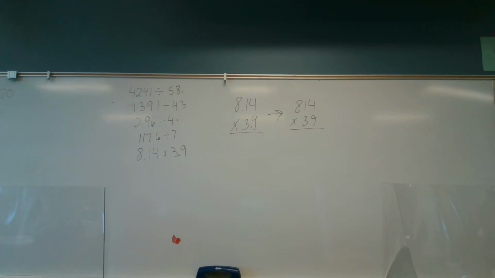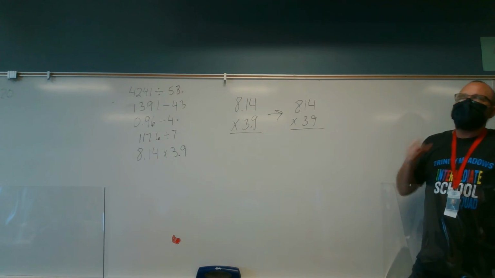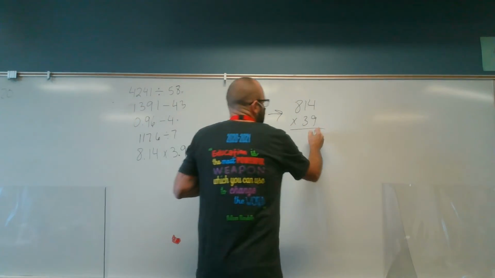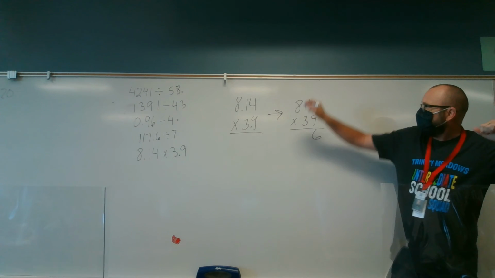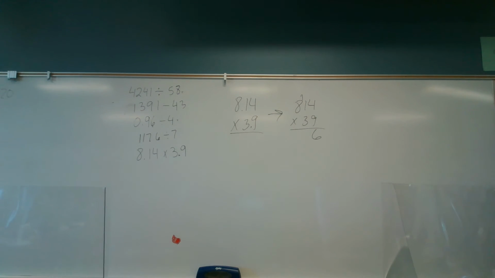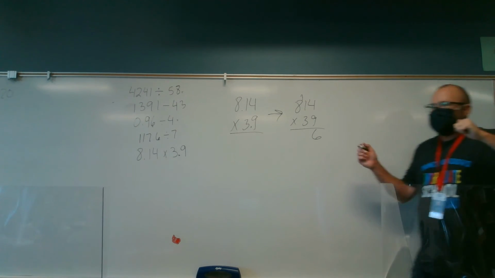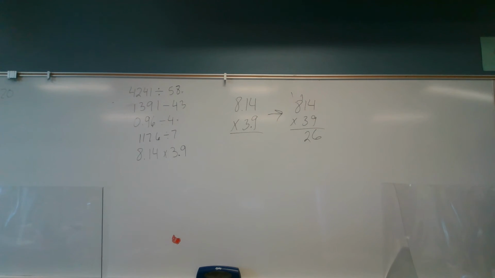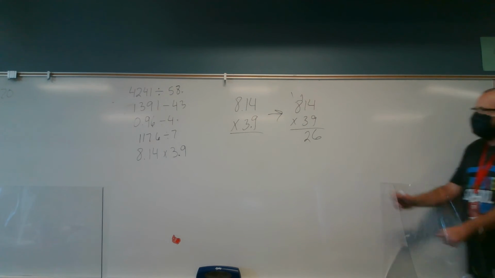Then I just multiply like I would a 3-digit factor times a 2-digit factor. And it would be, let's see, I'm starting in my ones place. So 9 times 4 is 36. So 36 ones, which is 6 ones and 3 tens. 9 times 1 is 9, plus 3, 12. So that's 12 tens, or 2 tens and 1 hundred. And 9 times 8 plus 1, 73.